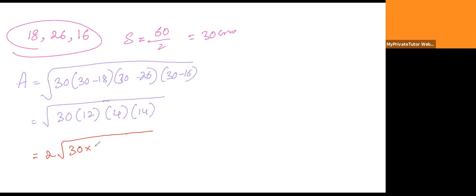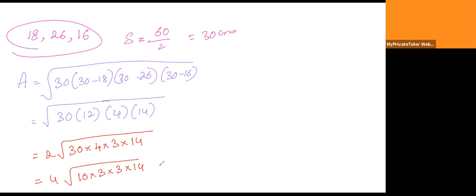So we can write 12 as 4 times 3. So I'm going to take this 2 and this 4 as well outside. So 4 square root of 30 times 3 times 14. Please check if we can simplify something here. 10 threes are 30. We already have one more 3 here.